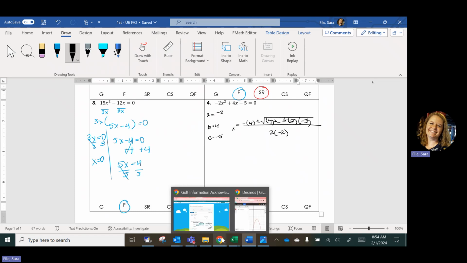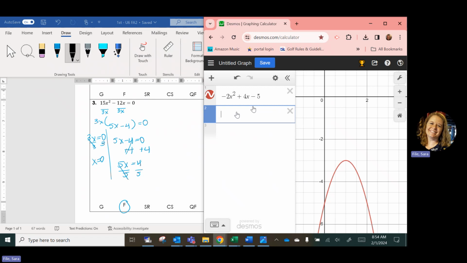And even though we couldn't see the graph in the calculator, we can use the calculator to get our discriminant.